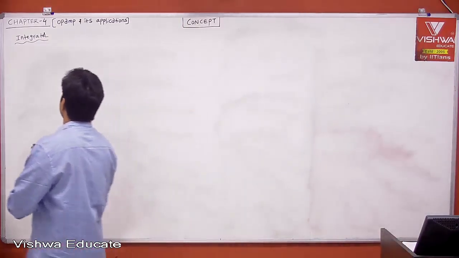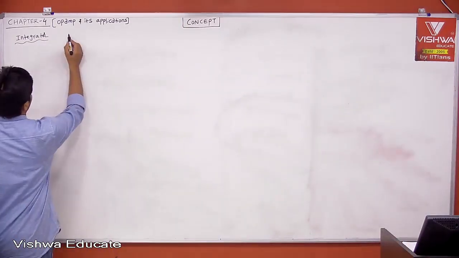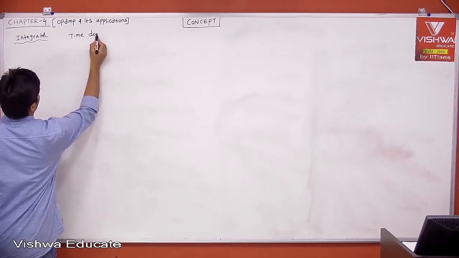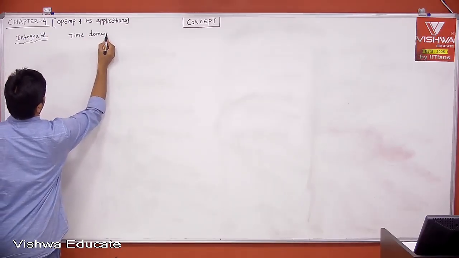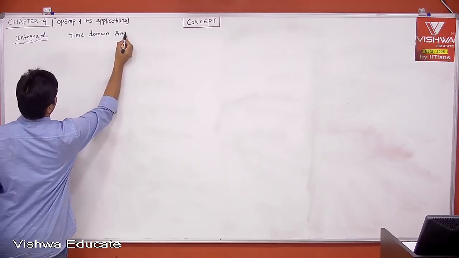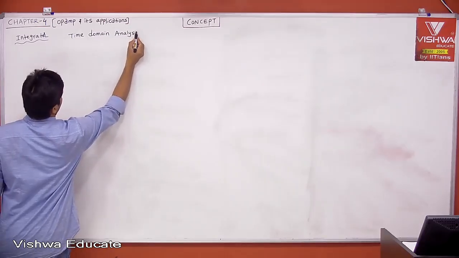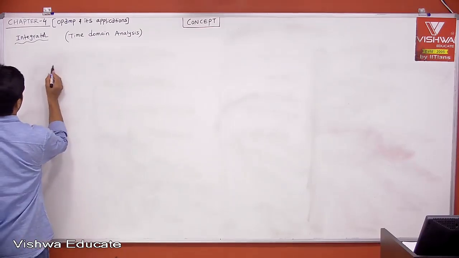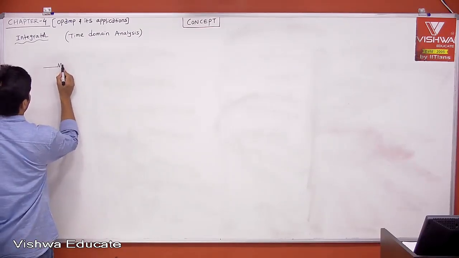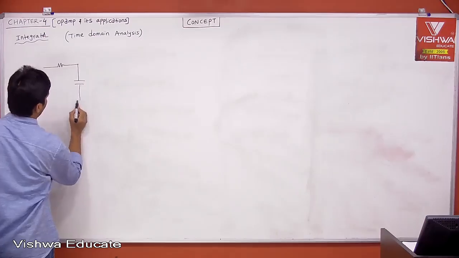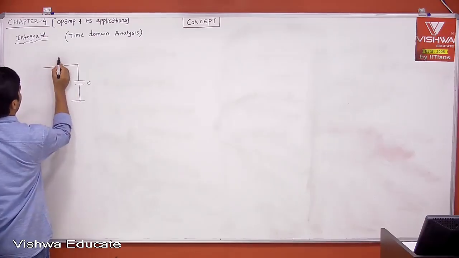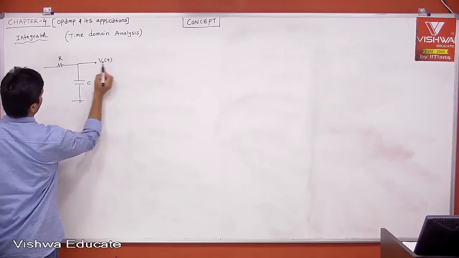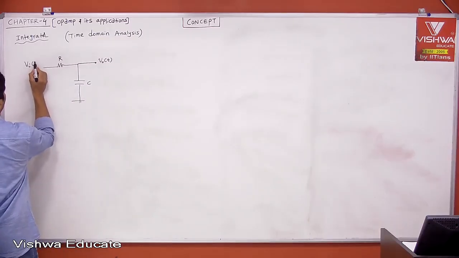Now, you take time domain analysis. Don't write, just listen here. Okay. Now, if you consider a low pass filter or RC circuit, this is R, this is C, and this is V naught of T, and this is V_A of T.